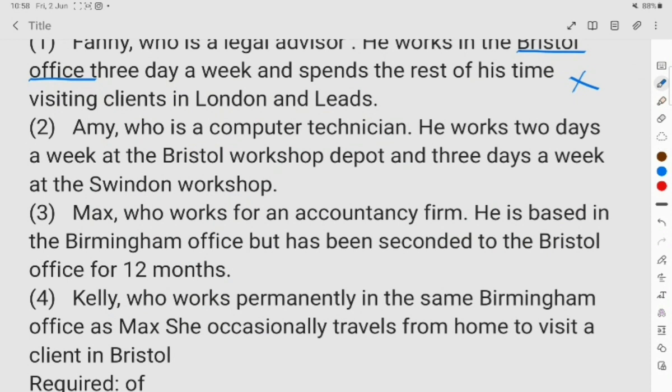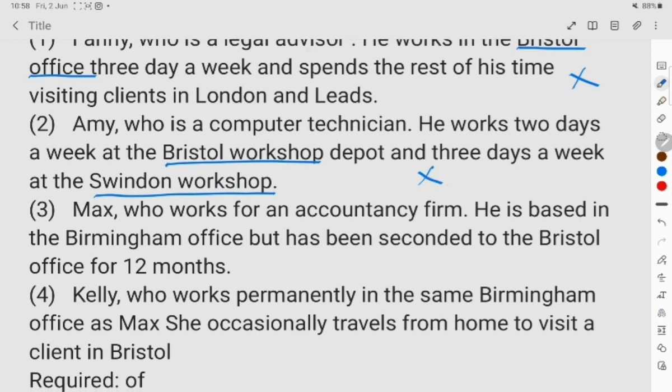Second, Amy, who is a computer technician, works 2 days a week at a Bristol workshop and 3 days a week at a Swindon workshop. So it appears that this person has two permanent workplaces, one at Bristol and second at Swindon. So again, the distance from home to a permanent workplace is not considered to be allowed for relief for travelling expenses.